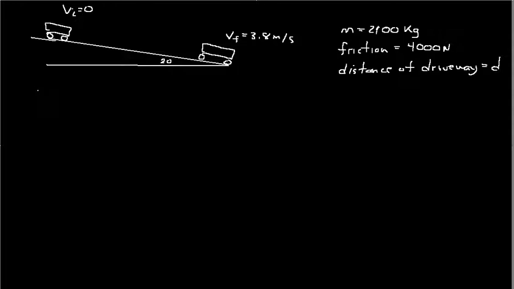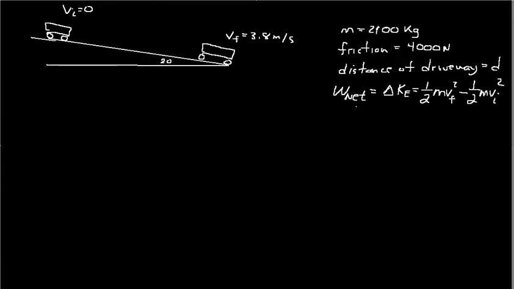The work-energy theorem says that the net work is equal to the change in the kinetic energy of the object. The net work done on the object is equal to the change in the kinetic energy of the object. And from last time, we remember the change in kinetic energy is the final kinetic energy, 1/2 mv final squared, minus the initial kinetic energy, which is 1/2 mv initial squared. That'll be the net work.